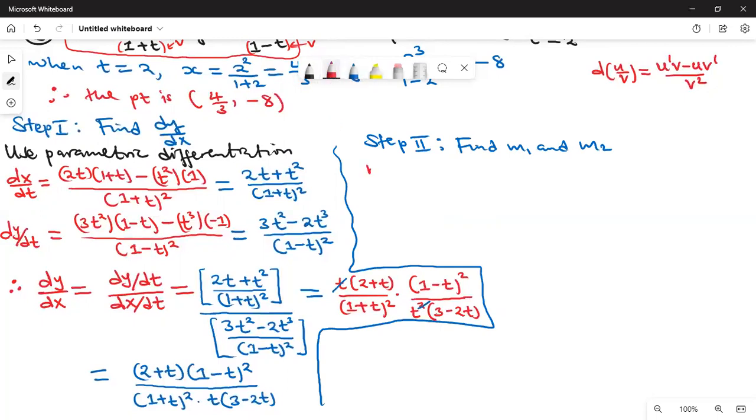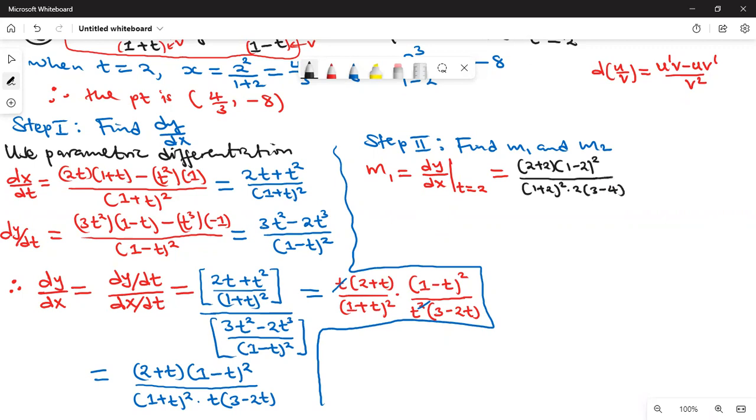So from the definition, m1 is equal to dy/dx at the point where t is equal to 2. And so what will it give us when you substitute? Where there is t, you put 2, so we'll have 2 plus 2 times 1 minus 2 squared over 1 plus 2, this is squared, times 2 times 3 minus 2 times 2, that is 4.